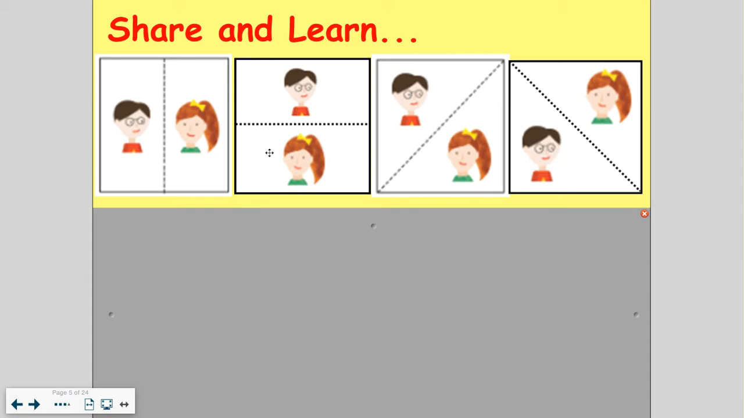They both still have half. This is Holly's half, this is Charles's half. Altogether, their two halves make the whole piece of art paper.